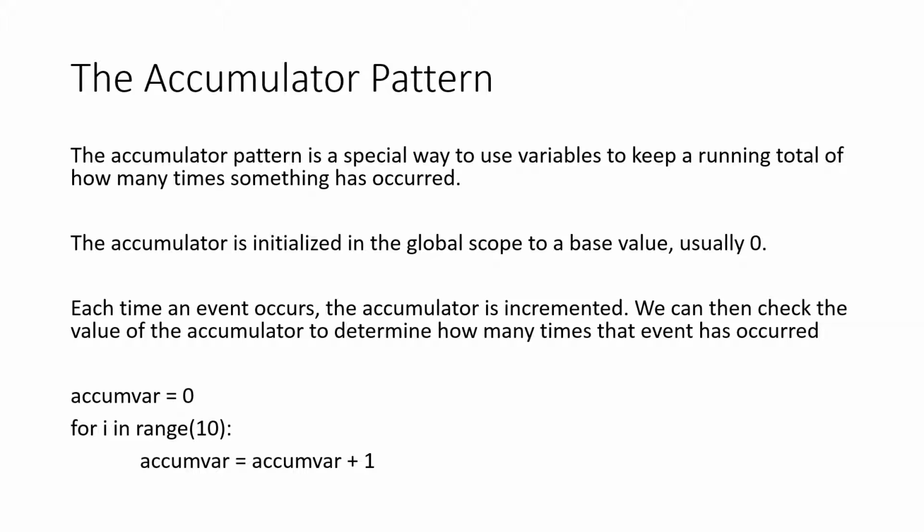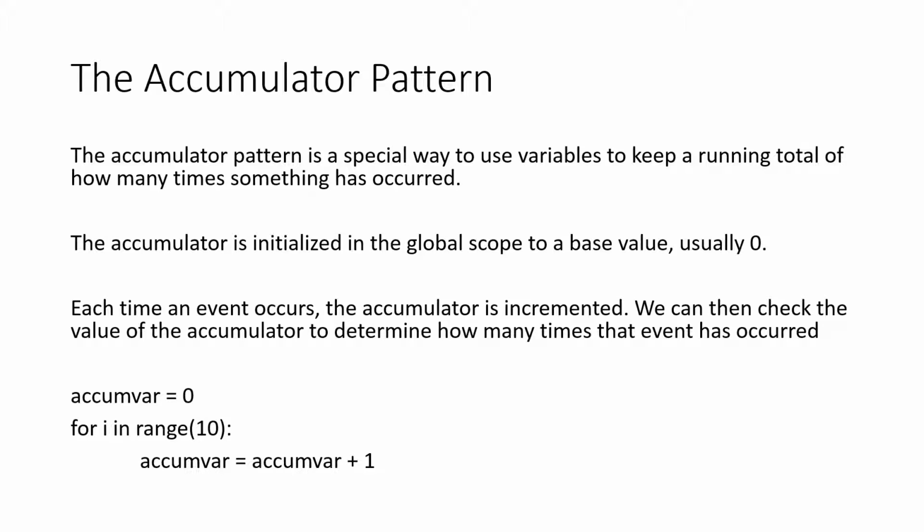Now that we've talked a little bit about functions, I want to talk about one way that we can use a for loop to create some interesting behaviors. This is called the accumulator pattern. The accumulator pattern is a special way to use variables to keep a running total of how many times something has occurred or some other value. The accumulator is initialized in the global scope to some base value, usually 0. Each time an event occurs, the accumulator is incremented. We can then check the value of the accumulator to determine how many times that event has occurred.